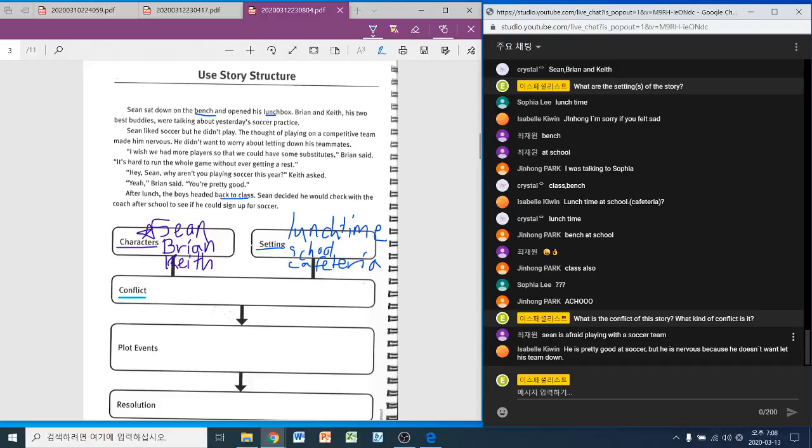Sujay says, Sean is afraid playing with a soccer team. Isabel says, he is pretty good at soccer, but he is nervous because he doesn't want to let his team down. Let's hear from some other people. Let's hear some more conflicts before talking about it. I want to hear everyone's opinions, and then we can talk about it.